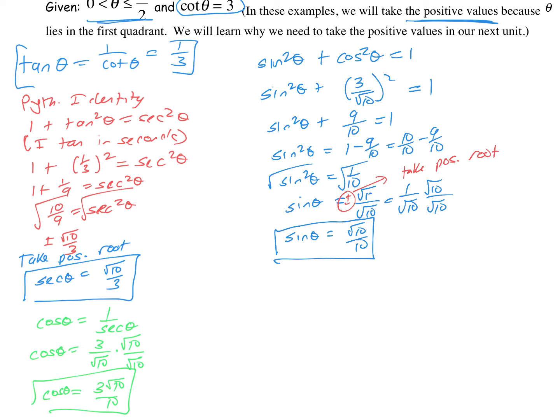All right, we have one final ratio to find, and that is cosecant theta. So once we know sine theta, we can determine cosecant theta because cosecant theta is the reciprocal of sine theta. And I'm going to go back to the version which is not rationalized, which is 1 over rad 10. So cosecant theta is going to be the reciprocal of 1 over rad 10, which is rad 10.